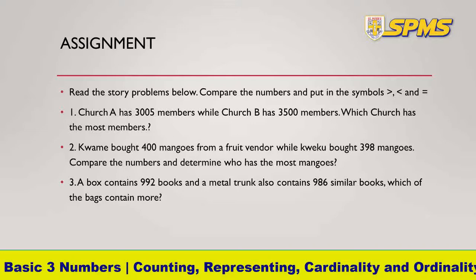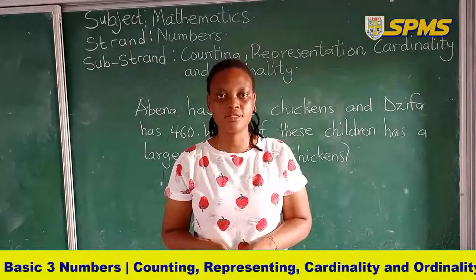Now the last one. A box contains 992 books, and a metal trunk also contains 986 similar books. Which of the bags contain more? So these are the assignments.